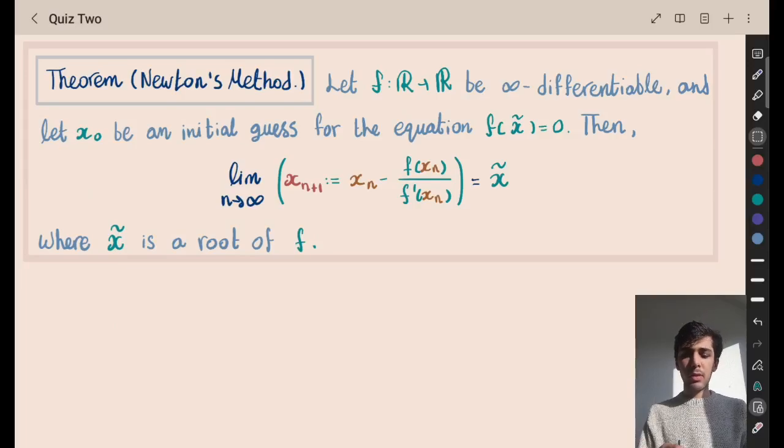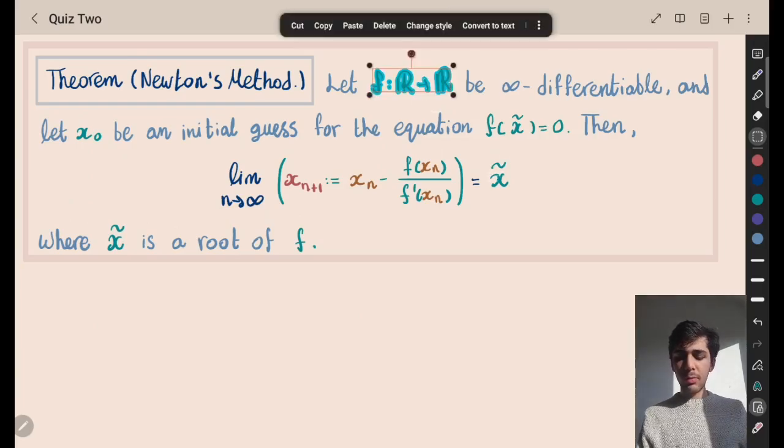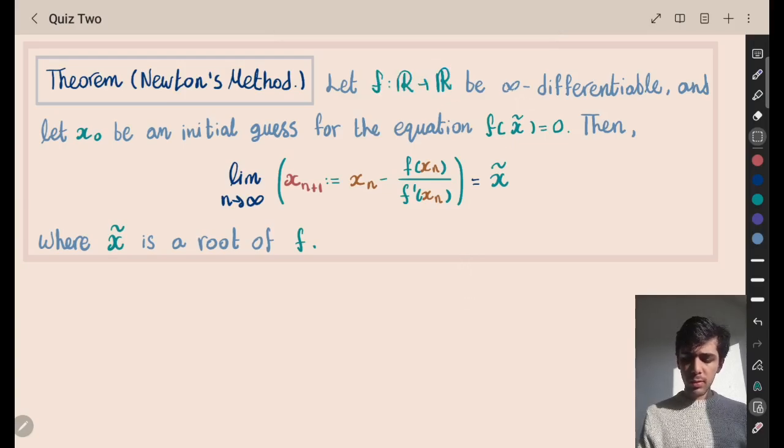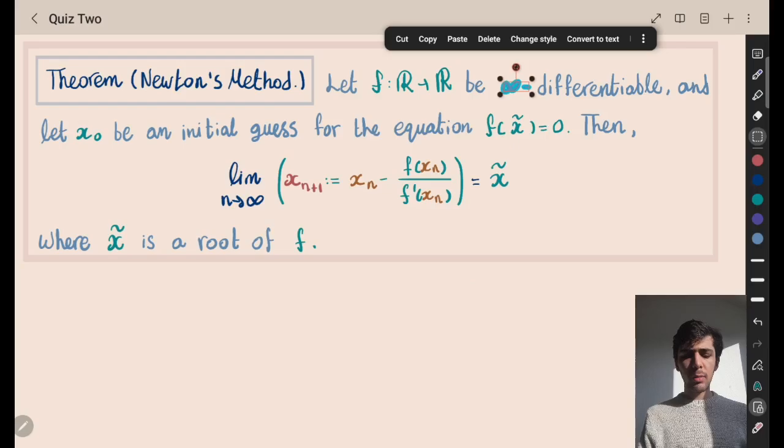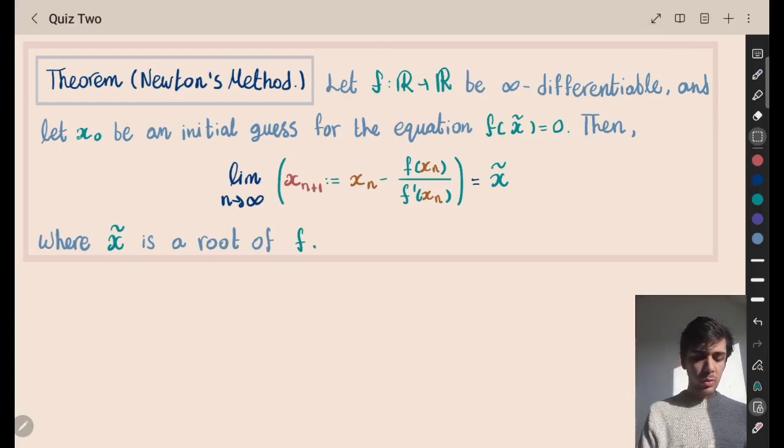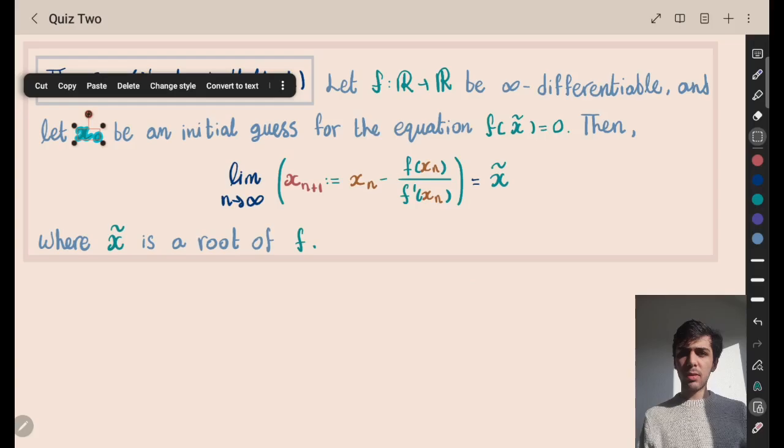We are back with the proof for Newton's method, or Newton-Raphson method. Let's quickly review the conditions of this theorem. So we would like to have a function from the reals into the reals. We'd like it to be infinitely many times differentiable, and we will assume that x0 is an initial guess.